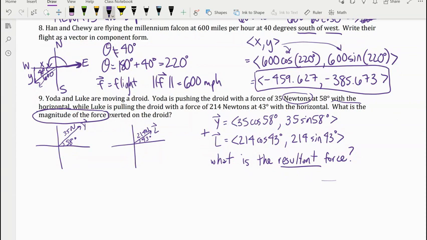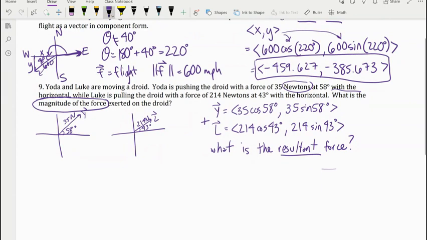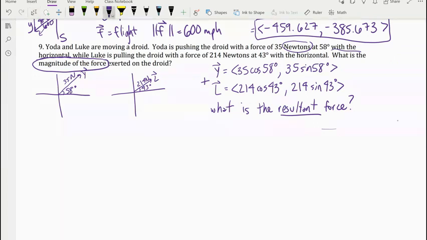Again, with these application problems, if you have two or more forces, and it asks what's the total force, or what's the resultant force, or what is the magnitude of the force, that just means add the components.